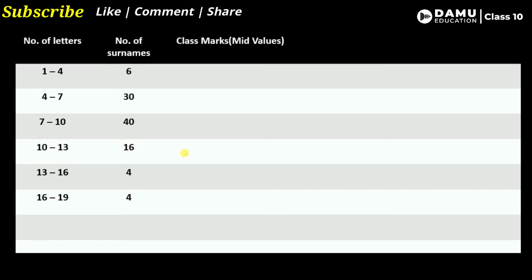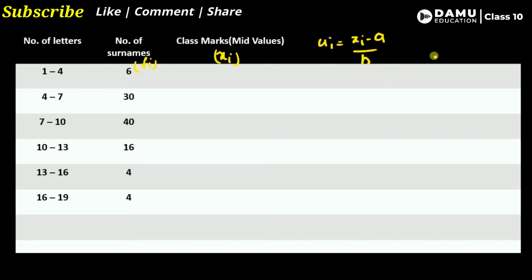So here we are going to continue the question, that is finding the mean. Number of letters 1 to 4, and number of surnames are given as 6, 30 and so on. So the number of surnames you can take as Fi, then class marks you can take as Xi. Then the next one is the mean formula, as we know, the step deviation method, that is Ui equals Xi minus A by H.